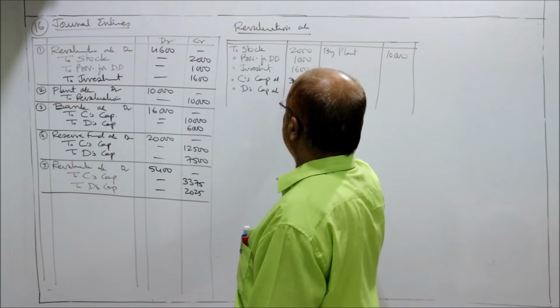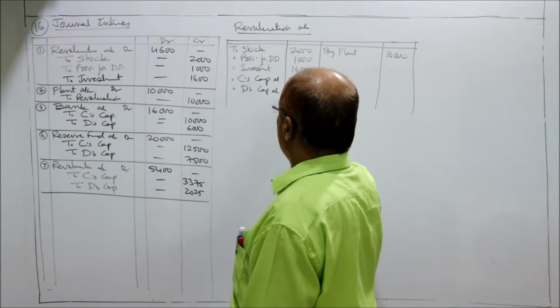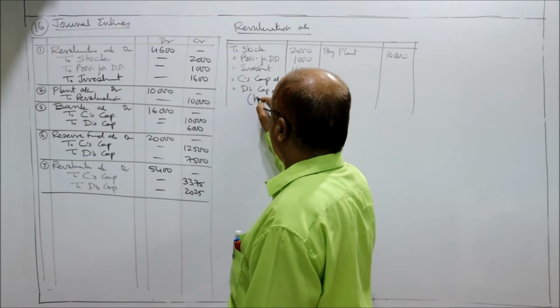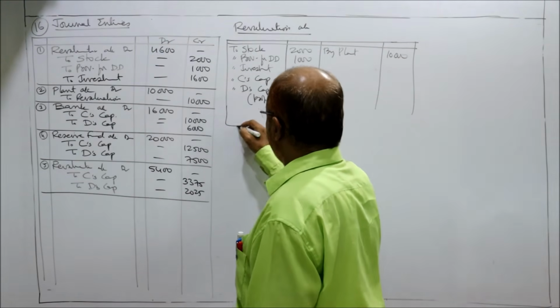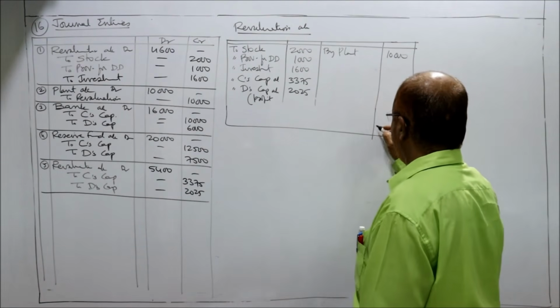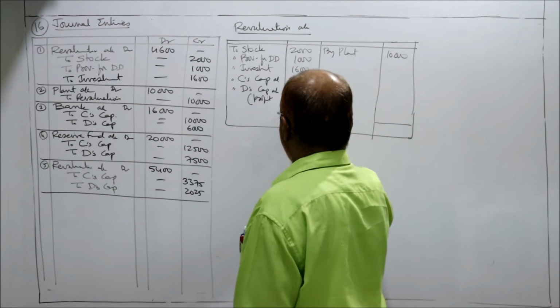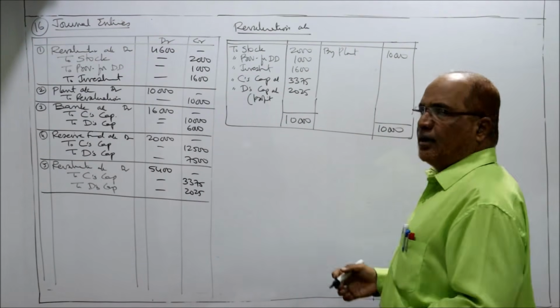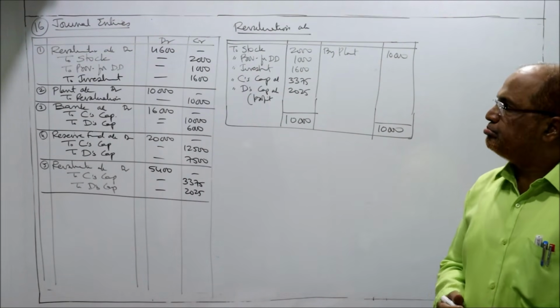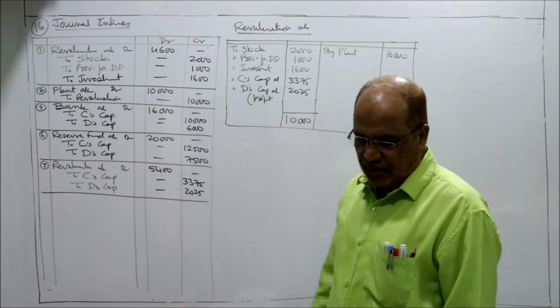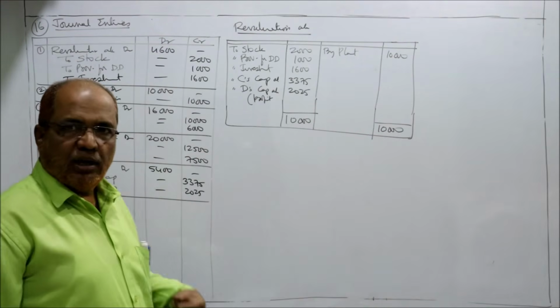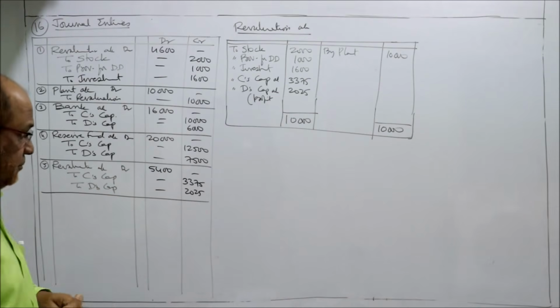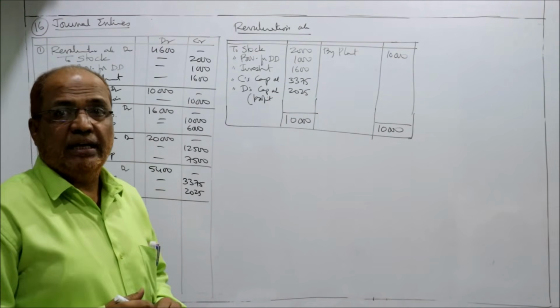It is 3,375 and 2,025. This is the profit. The revaluation account is closed.